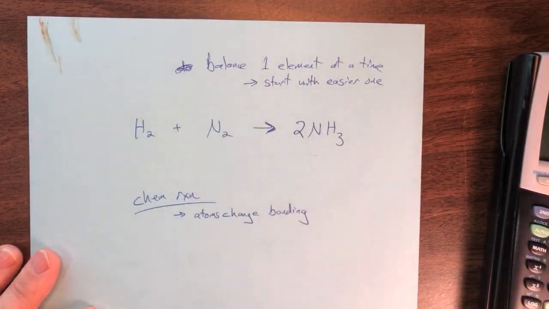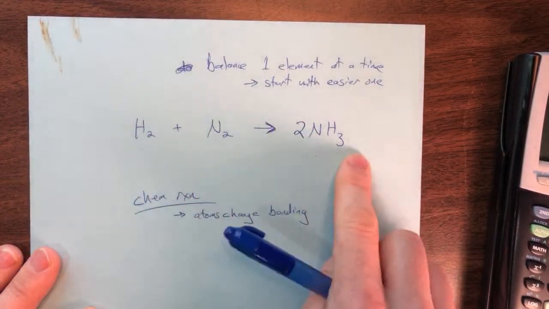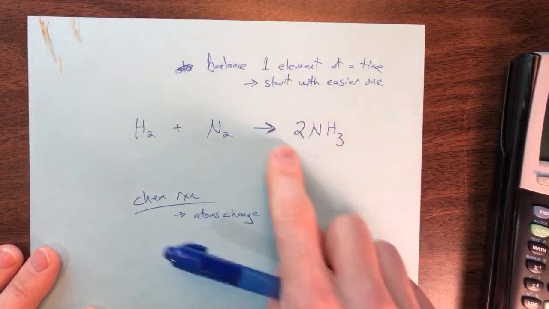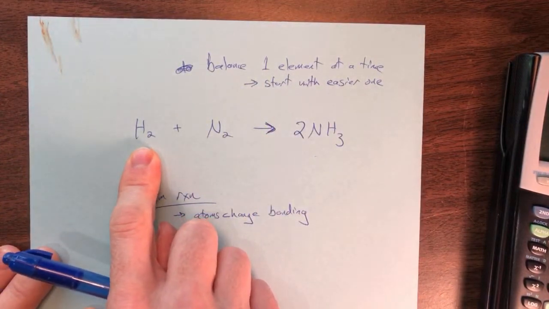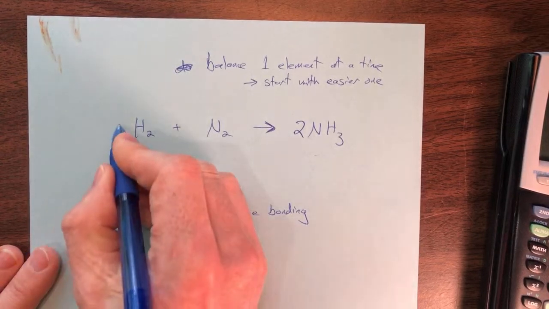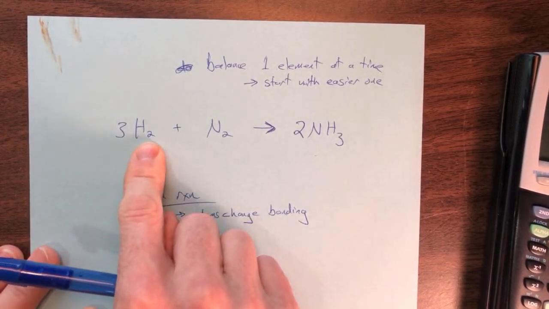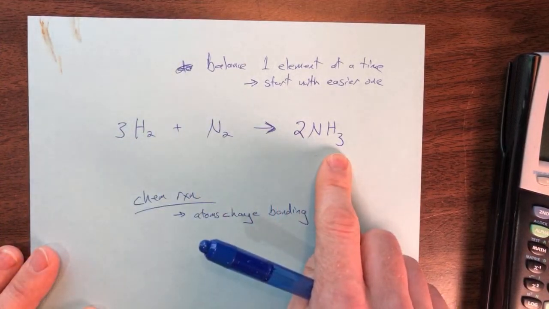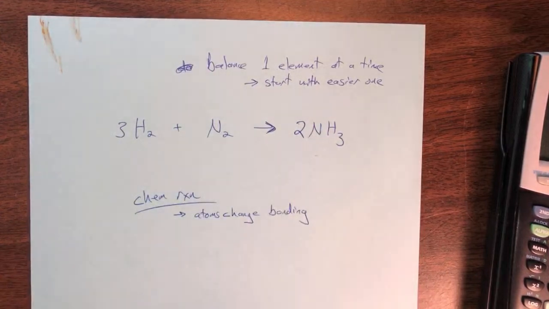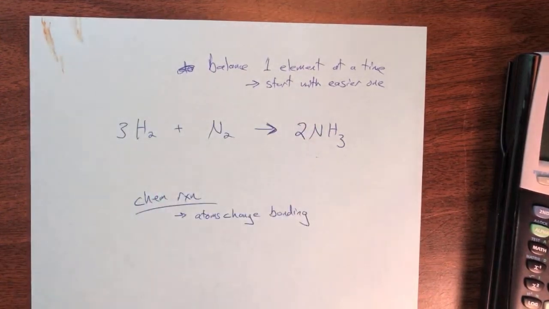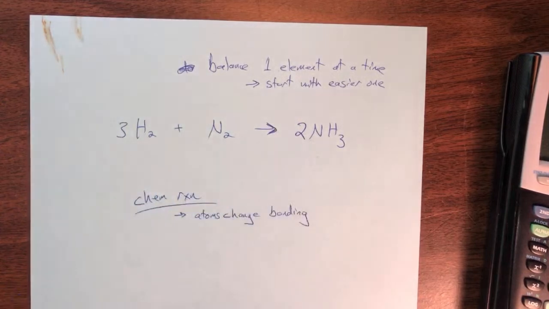That's balanced. Next, I notice I have 2 hydrogens here, but I have 6 here, right? 2 times 3 is 6. So I have 6 hydrogens on this side. So I need to make sure I have the same number of hydrogens on this side. And the only way I can do it is by putting a 3 in front there. What's that 3 do? 3 times 2 is 6, just like 2 times 3 is 6. So that balances the hydrogen there and there, okay? So this reaction is now balanced. We have the same number of hydrogens and nitrogens on both sides.